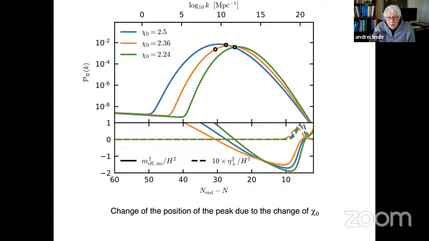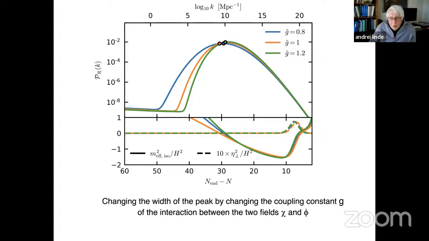So this means that if we want to produce black holes here, for example, then we have a tool of controlling the amplitude of the fluctuations here and also the position of the peak. If we want to get smaller black holes, it's easy. You just change chi0 and you get the smaller black holes.